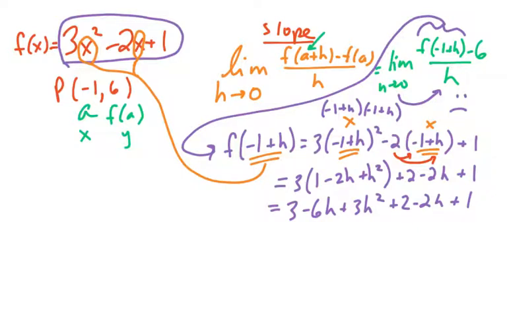Okay, this is looking good. Now I'm just going to gather all my like terms together. I've got an h squared, so I've got 3 of them. In terms of my h's, I've got a minus 6h and a minus 2h. Methinks that's minus 8h. Okay, how about any leftover numbers? I've got a 3, I've got a 2, I've got a 1. I say that's plus 6.